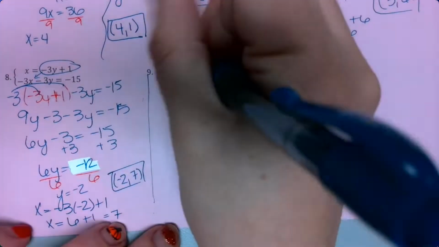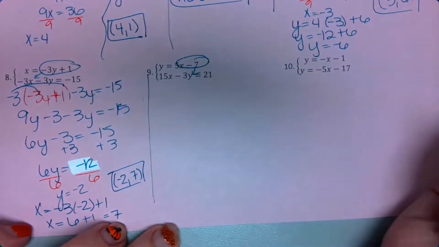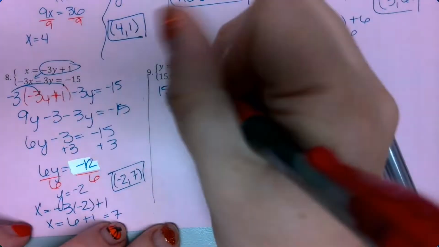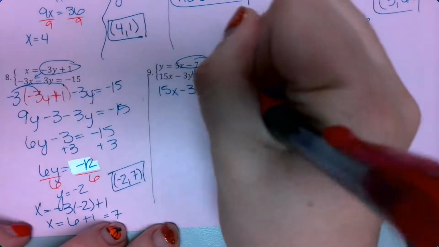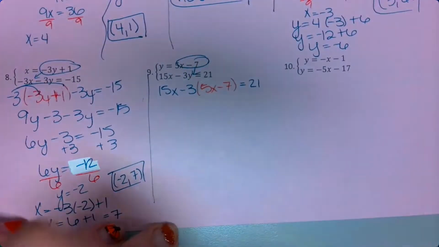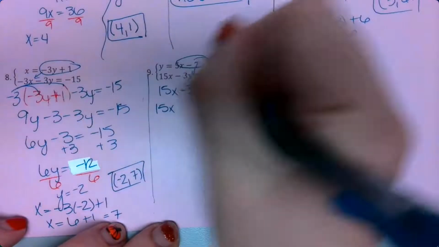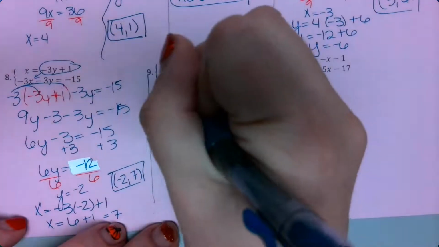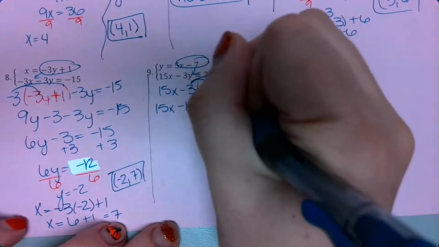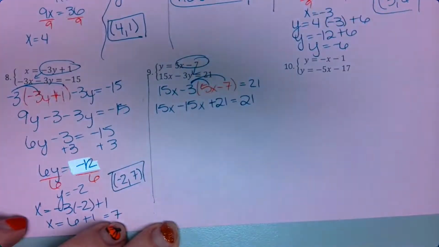Number 9, this one's already solved for y, so I'm going to go ahead and plug it in. I have 15x minus 3, and then instead of y, I'm going to have 5x minus 7. This one should equal 21. So I'm going to go ahead and distribute. I have 15x. Negative 3 times 5x is negative 15x. Negative 3 times negative 7 is positive 21. And this should equal 21.